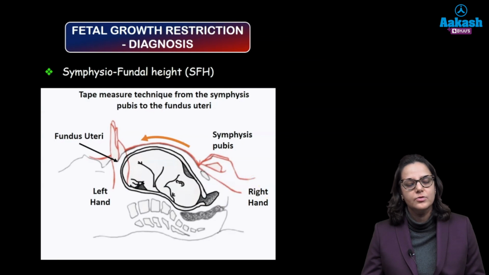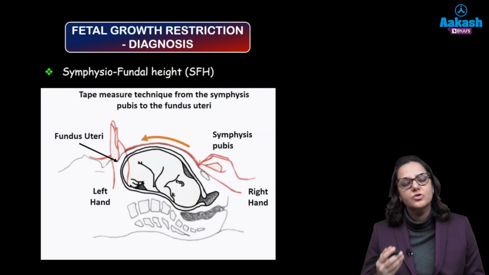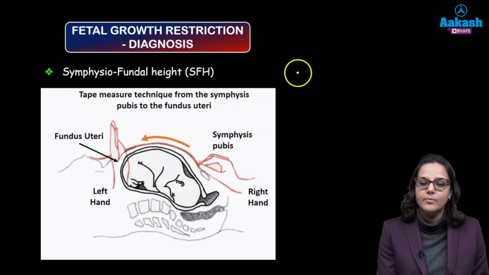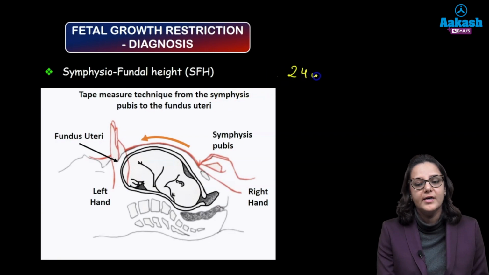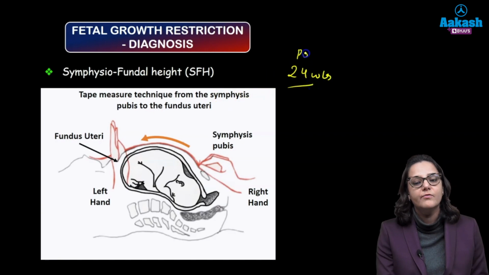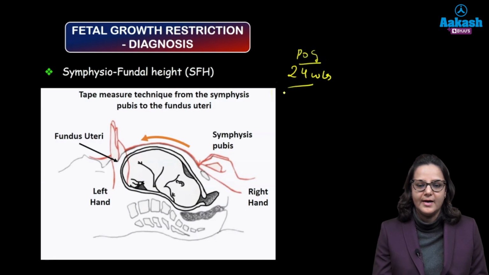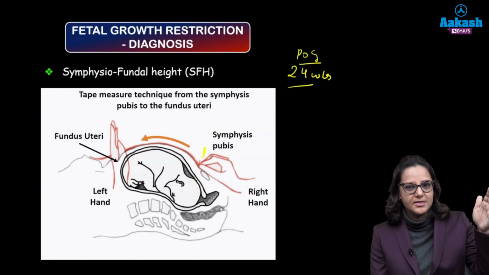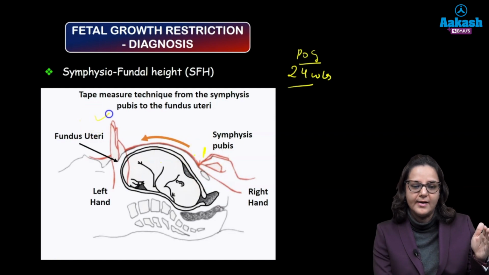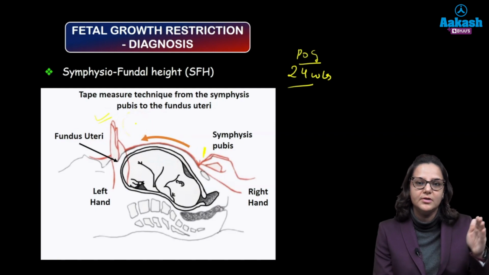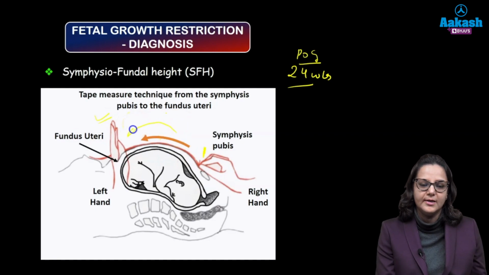Now coming to the diagnosis. How are we going to diagnose a fetal growth restricted baby or a small for gestational age baby? Whenever patients come to us in ANC, we examine them, and from 24 weeks of gestation onwards, we start measuring the symphysiofundal height. What is the symphysiofundal height? We put the tip of the tape at the pubic symphysis, and with the other hand we measure the maximum height of the fundus, taking the measurement of the uterus with the tape.